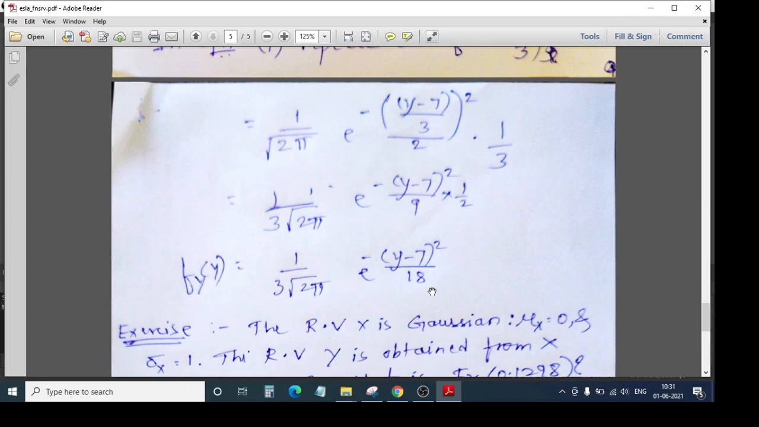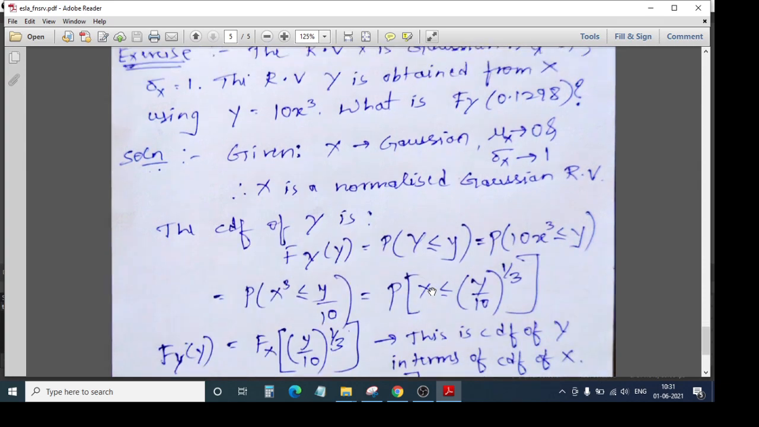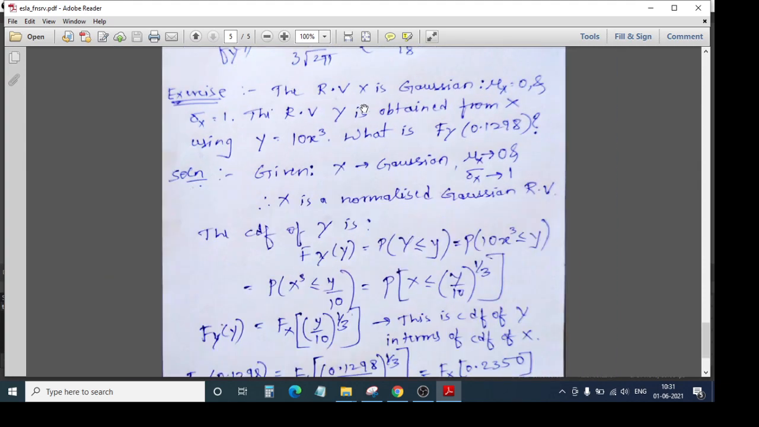Okay, very simple friends. Fine. Next, we'll see a different type of problem now. This is a slightly different type of problem. Please observe it carefully. Here in this problem, the random variable x is Gaussian, whose mean, which is mu x, is 0 and sigma x is equal to 1. The random variable y is obtained from x using the relation y is equal to 10x cube.